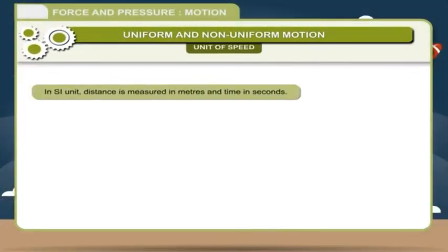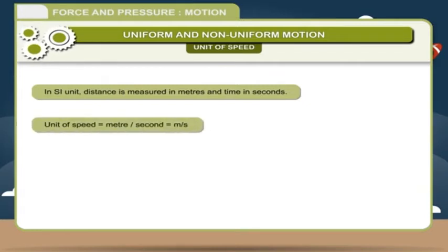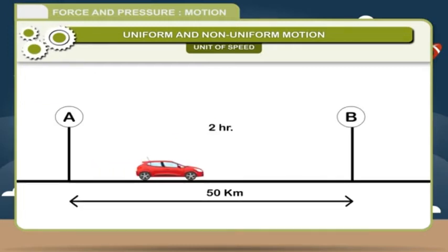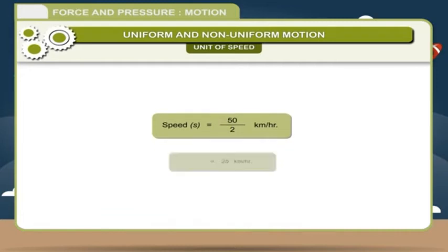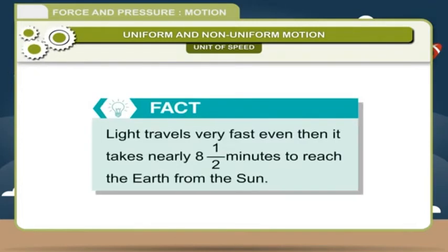Unit of speed. The SI unit: distance is measured in meter and time in second. Unit of speed is equal to meter per second. A larger unit of speed is kilometer per hour. Example, suppose a car travels a distance of 50 km in 2 hours, then the speed of the car is given by speed is equal to 50 divided by 2 km per hour is equal to 25 km per hour. Fact, light travels very fast. Even then, it takes nearly 8.5 minutes to reach the earth from the sun.